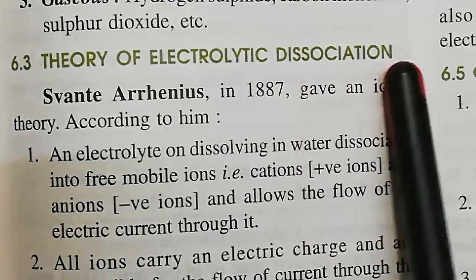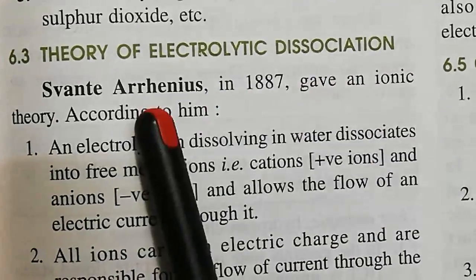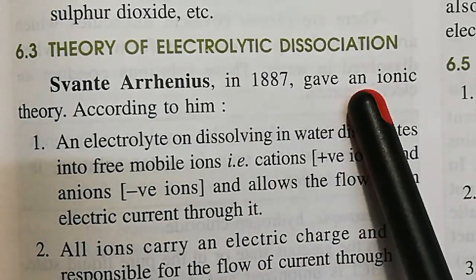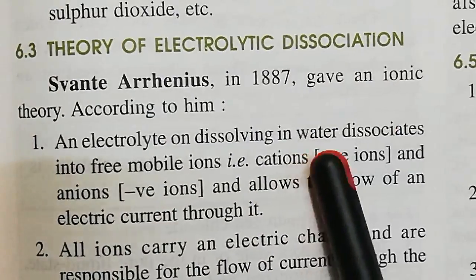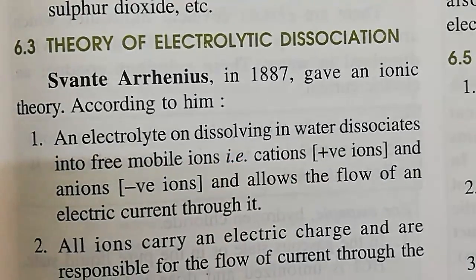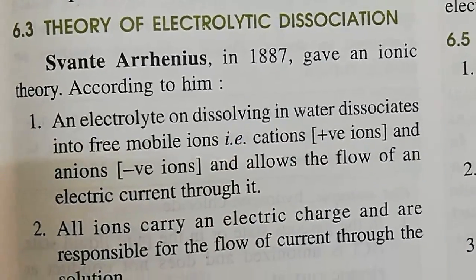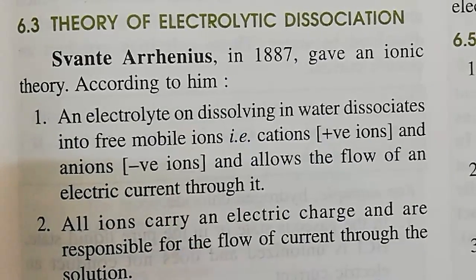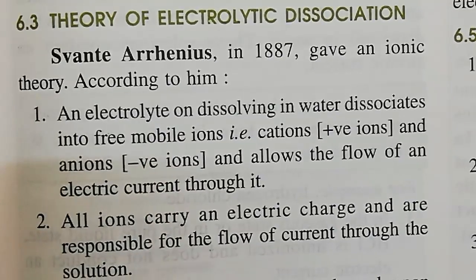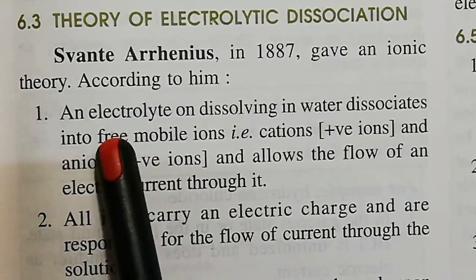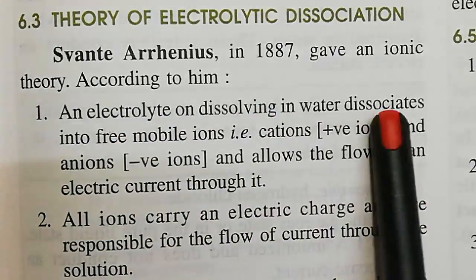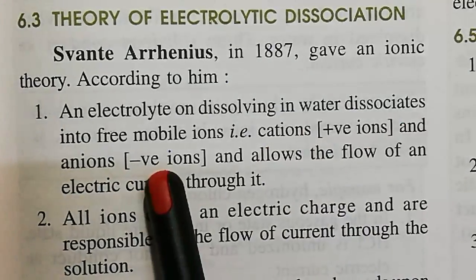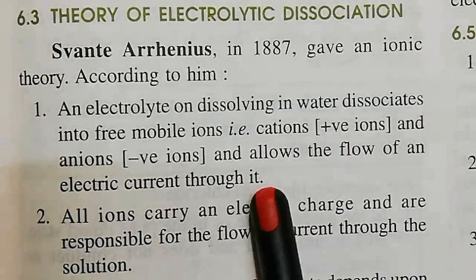So the theory of electrolytic dissociation was given by the scientist Arrhenius as early as the year 1887. Some basic idea is given regarding electrolysis. What electrolysis is, we already know a bit, and these are already summarized here. You just read and you will find these are almost known to you. The first one: an electrolyte on dissolving in water dissociates into free mobile ions, that is cations and anions, and allows the flow of an electric current through it.